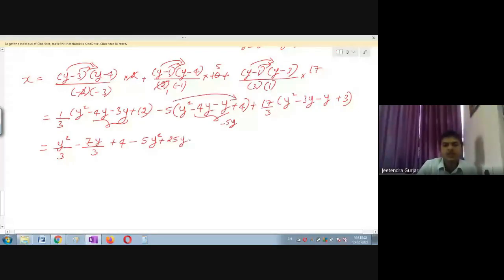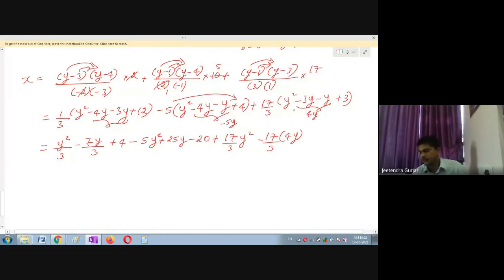Plus next, continuing this 17 upon 3 y square I have, and here again I will combine this minus 3y, minus y will become minus 4y. So this is 17 upon 3 and this is 4y. I will simplify in the next step, or you can just multiply 4 and 17. 17 into 4 is 68. I will not write this directly, I will write here 17 into 4 only. That will be quite easy.